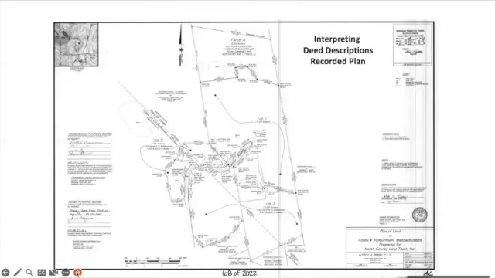Another way of doing a property description is with a plan, a recorded plan. These are drawn up by a licensed surveyor, and it shows all of those lines that I talked about in the metes and bounds, the directions, the distances, the drill holes, the pins. It may show any roads or buildings. Plans are great. I love to see a plan as opposed to metes and bounds.